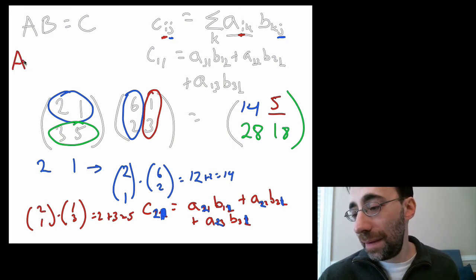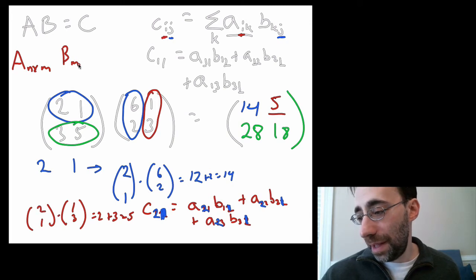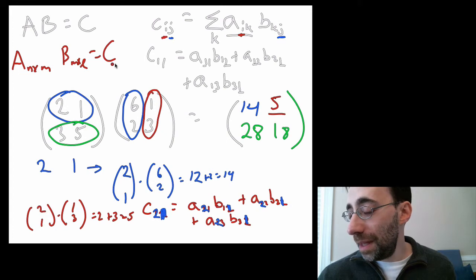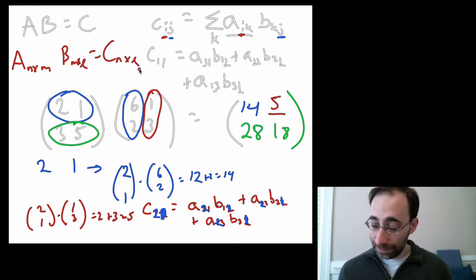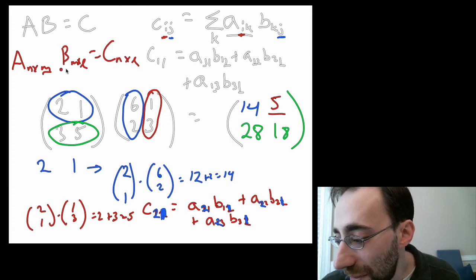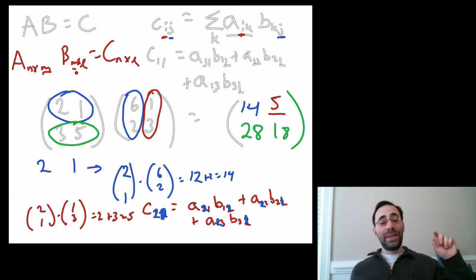So if A is n by m, and B is m by, what should I pick, L, then C is an n by L matrix. Now this immediately illustrates the second point, which is these m's must be the same. You cannot dot two vectors if they have different lengths. Therefore, the length of the row vector in the first matrix must be the length of the column vector in the second matrix.